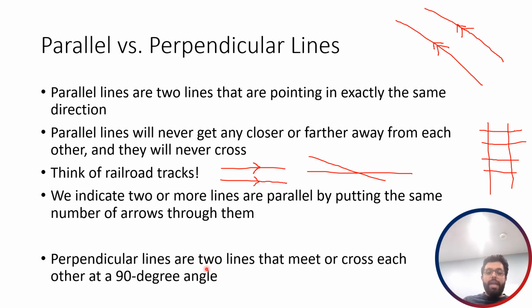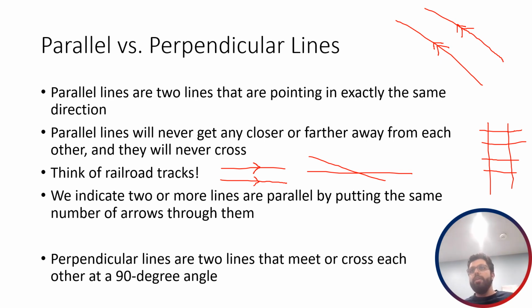Perpendicular lines, on the other hand, are two lines that meet or cross each other at a 90-degree angle. So that's the right angles that we talked about on the previous slide. If you were to trace a line between where the wall meets the ceiling, like behind me, all the way into the corner of the room, you'll get a right angle. You'll get a 90-degree angle when you see how the wall meets the ceiling and then goes to the other wall. It's going to make a perfect 90-degree angle in the corner. So those are perpendicular lines.